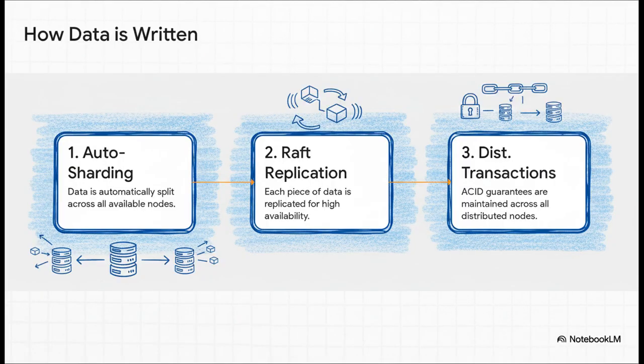So let's put it all together. When you write data to YugabyteDB, here's what happens. First, the system automatically shards it. That just means it breaks your data into smaller, more manageable pieces and spreads them across the servers. Then, each one of those little pieces is replicated using that Raft protocol we just talked about, so you have multiple safe copies. And finally, the database makes sure that any transaction, even one that touches multiple machines, maintains those super strict, all-or-nothing ACID guarantees.